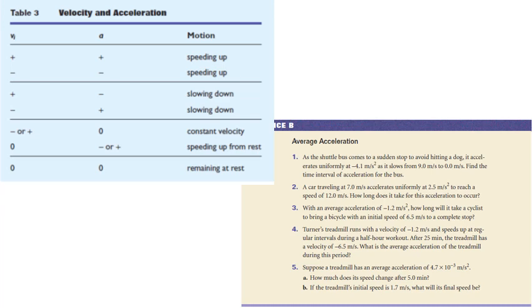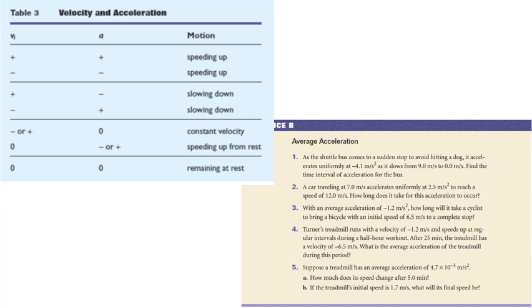If the velocity is positive and the acceleration is negative, it means that we are slowing down. If the velocity is negative and the acceleration is positive, it means that we are slowing down. If the velocity is negative or positive, but the acceleration is 0, it means that we have a constant velocity. Now, if we have a 0 velocity, but the acceleration is not 0, either positive or negative, it means that we are speeding up from rest, or we are changing direction.